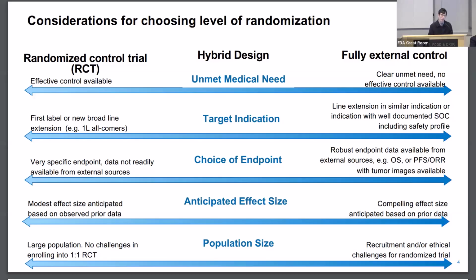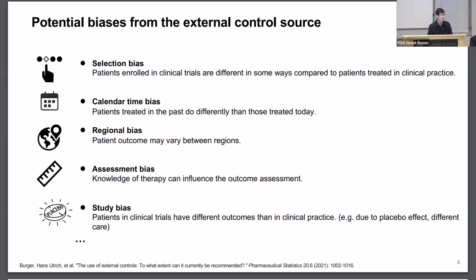So as we may know, there are different potential biases that can come from the use of external control sources. These include, but are not limited to this set, such as selection bias, where patients enrolled in clinical trials are different in some ways compared to patients that are treated in clinical practice. Other biases could include calendar time bias, where patients treated in the past do differently than those treated today. Regional bias, if you have enrollment of subjects not just within the U.S., but in other parts of the world, that patients coming from different regions could have variations.